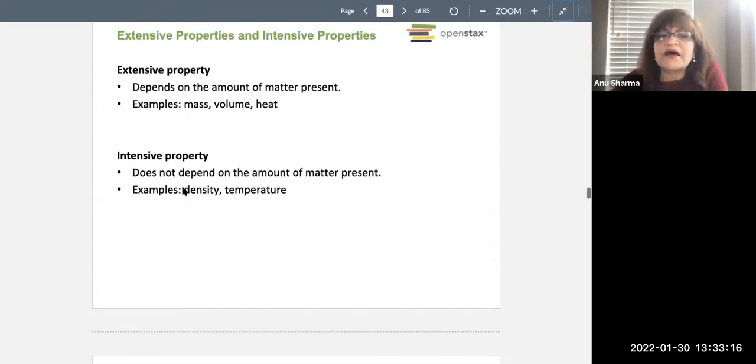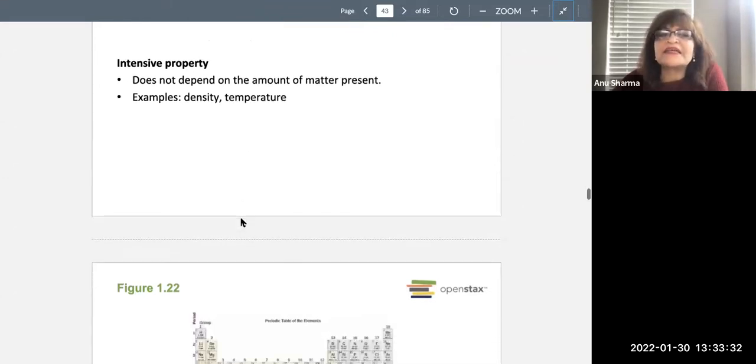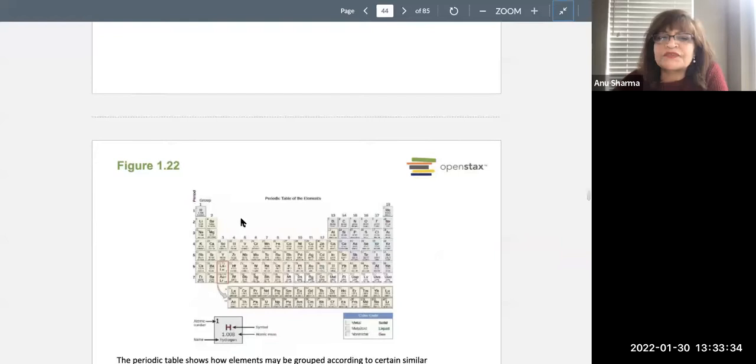Intensive properties are the ones that do not depend on the amount of matter. Density does not depend on the amount of matter. The boiling point, the temperature at which a substance boils once it gets hot, is an intensive property of a substance. Okay.